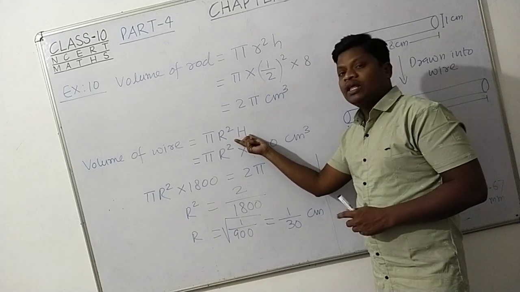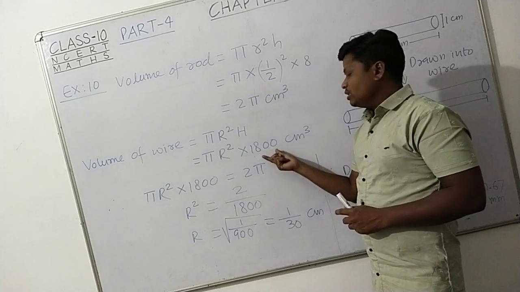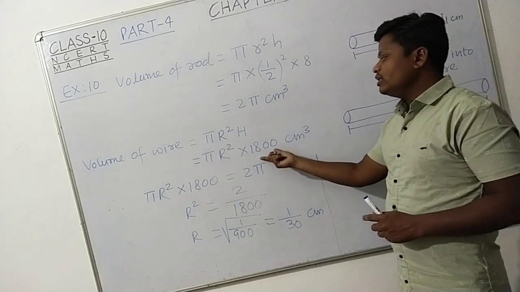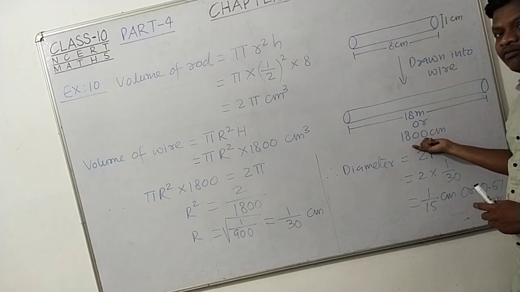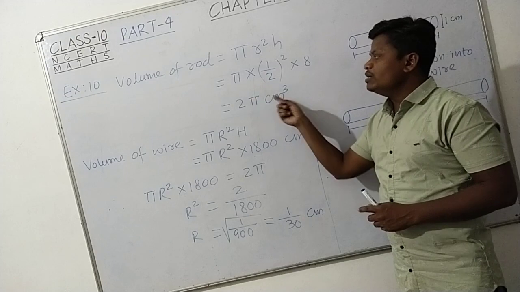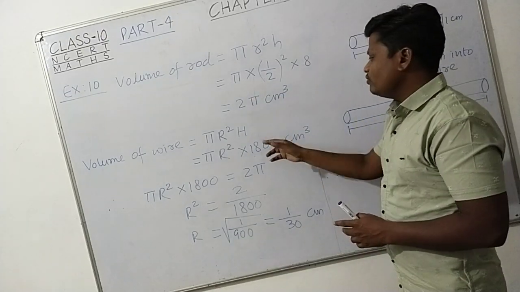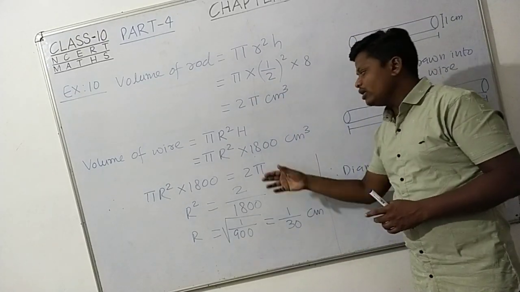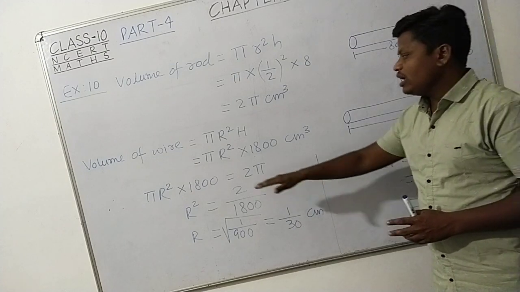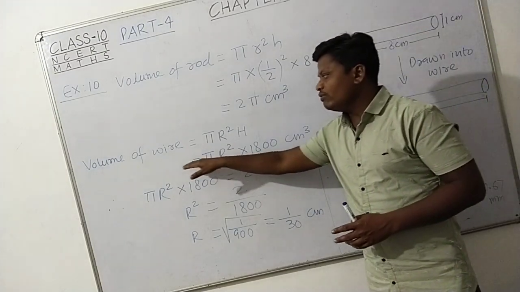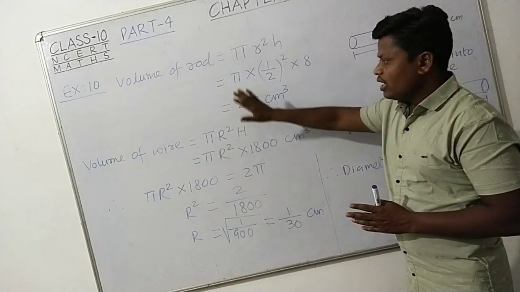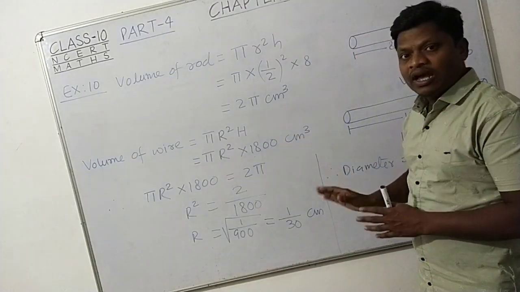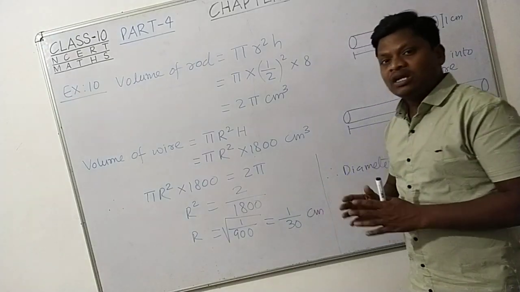एंड द हाइट और द लेंथ ऑफ द वायर इज गिवन 1800 सेंटीमीटर, राइट. तो 1800 सेंटीमीटर क्यों दिया हुआ है, क्योंकि यहाँ पर 18 मीटर को हमने 1800 सेंटीमीटर में कन्वर्ट कर लिया है, right, because all the dimensions are given in centimeter, so we have to convert the 18 meter into 1800 centimeter. तो ये हमारा जो वॉल्यूम है that is equal to the volume of wire. So this 2 pi is the volume of rod, and this is the volume of wire, and we have seen that both the volumes are equal, right.